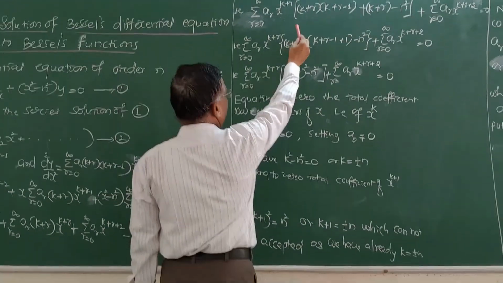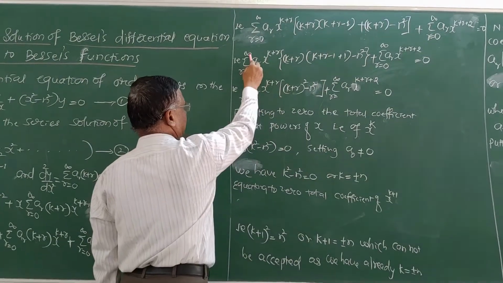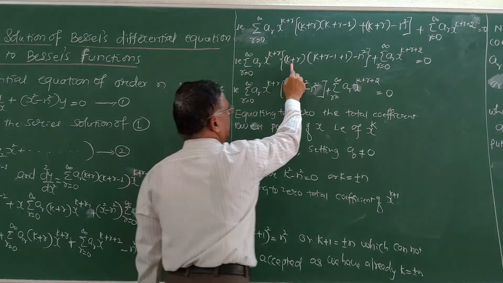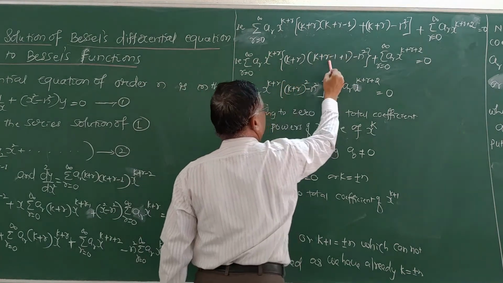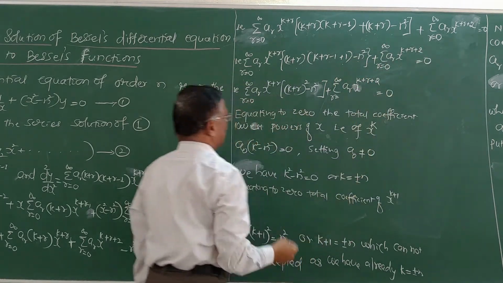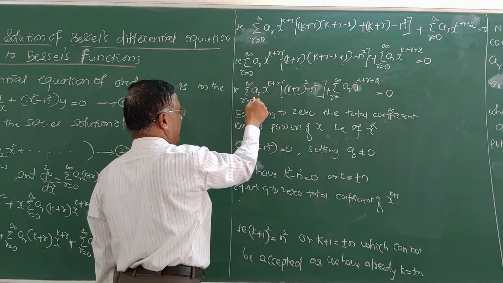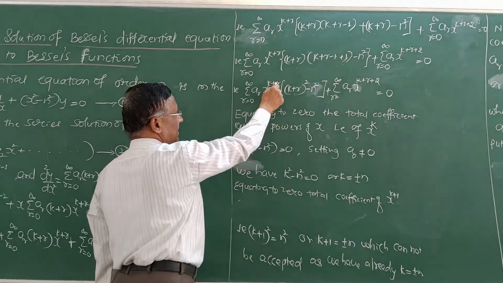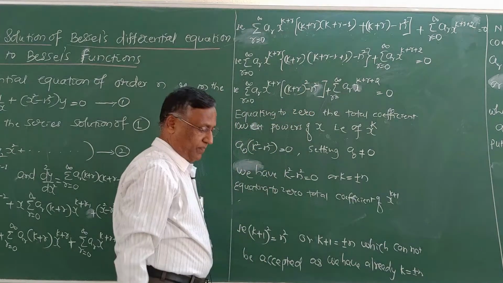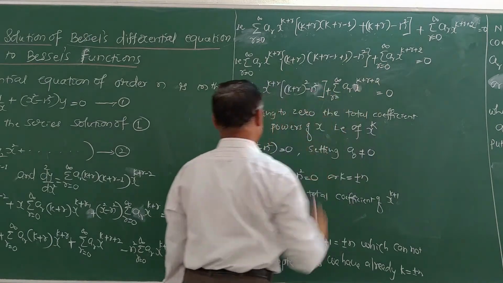Then we can simplify it further by taking k plus r as a common factor between these two, that is summation from r equal to 0 to infinity ar into x raised to k plus r into bracket (k plus r) into (k plus r minus 1) plus 1, minus n square, plus the remaining term as it is. Here plus 1 minus 1 cancels, remaining is summation from r equal to 0 to infinity ar into x raised to k plus r into bracket (k plus r) into (k plus r), which is (k plus r) whole square, minus n square, plus the remaining term as it is.